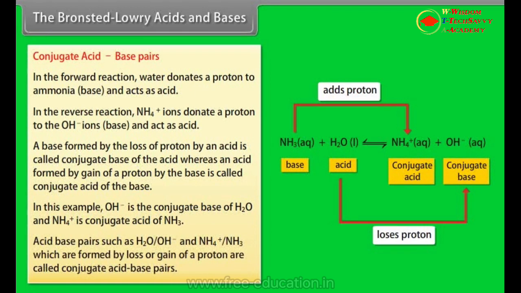Acid-base pairs such as H2O, OH- and NH4+, NH3, which are formed by loss or gain of a proton, are called conjugate acid-base pairs.